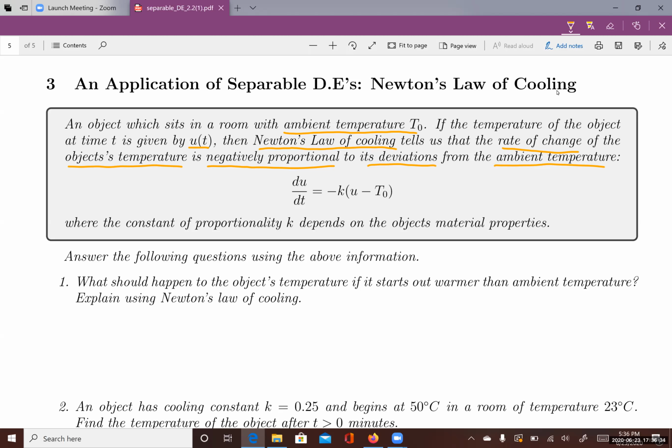Or using mathematical notation, the rate of change of the temperature is negatively proportional to the difference, or the deviation, of the temperature and the ambient temperature, right? Makes sense. Where k is a real constant of proportionality, and it depends on the object's material properties. Again, du/dt is the rate of change of the temperature, U is the temperature at time t, and T0 here is the ambient temperature.